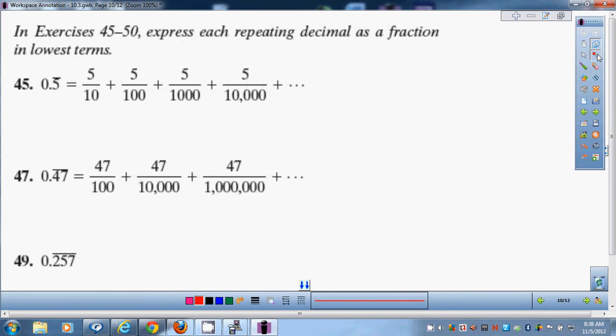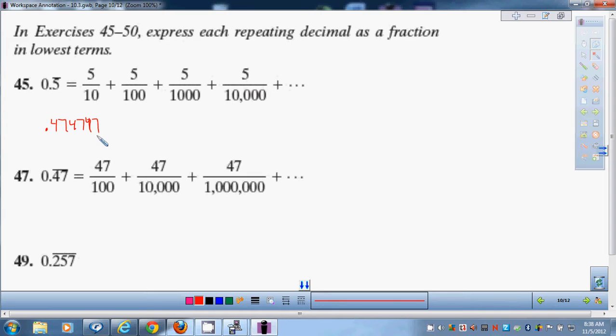The whole premise of these is you can rewrite any repeating decimal as a fraction using that infinite sum formula. Here's the premise behind it. Let's look at 47. They actually use the number 47. Isn't this the same as 0.47, 47, 47, 47, 47, etc., right?